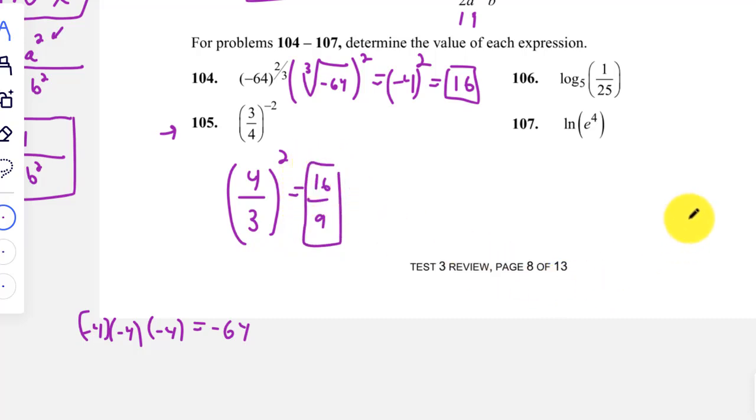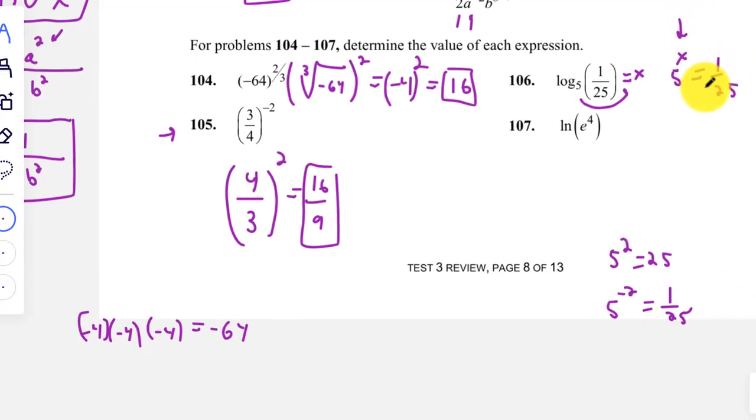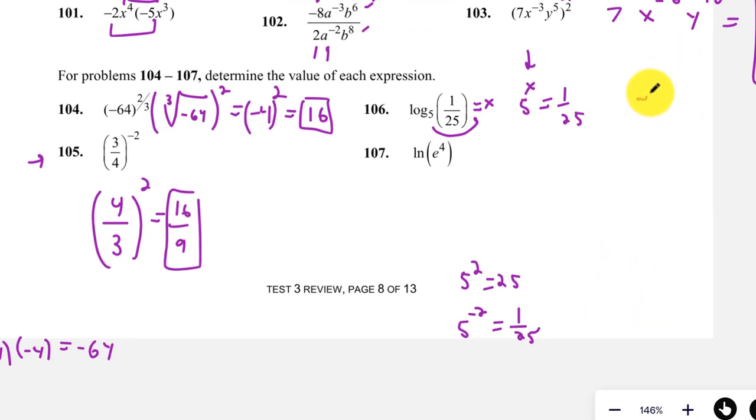105 is done. 106, I don't know what this answer is, so I'll say it equals x, and I know I can rewrite this as 5 to the x equals 1 over 25. Now remember, if I know 5 squared is 25, 5 to the negative 2 is 1 over 25. So the value of x that will get me 1 over 25 would be negative 2. Right? That's what we'd have to put in here. So your answer is negative 2.